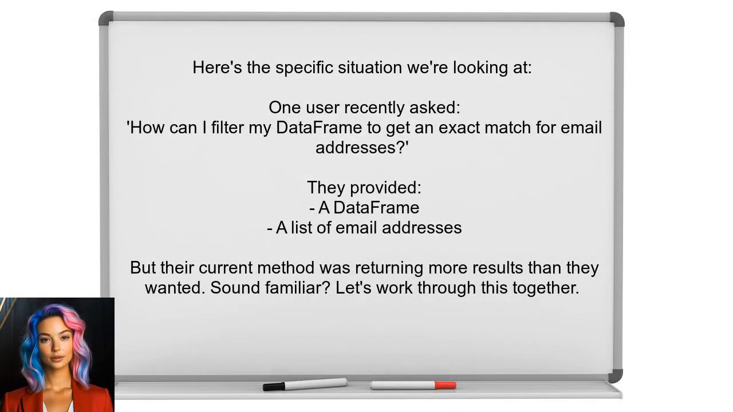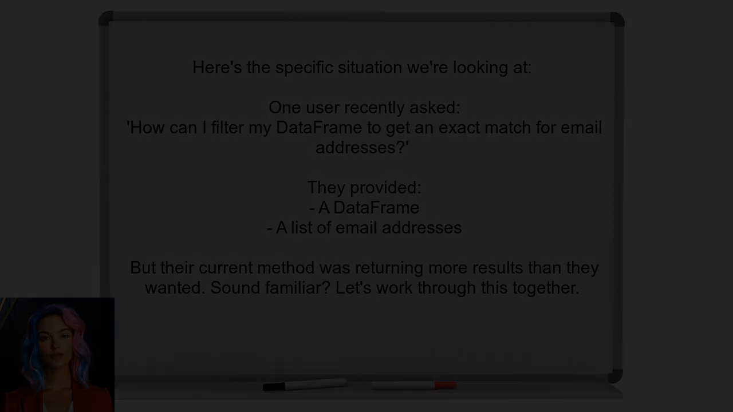Here's the specific situation we're looking at. One user recently asked, "How can I filter my data frame to get an exact match for email addresses?" They provided a data frame and a list of email addresses, but their current method was returning more results than they wanted. Sound familiar? Let's work through this together.